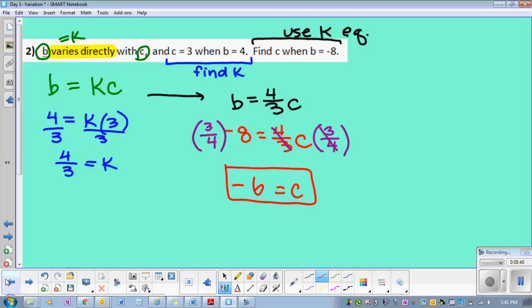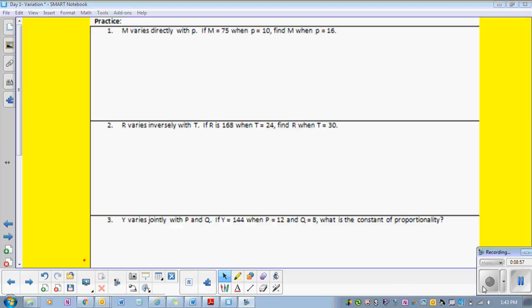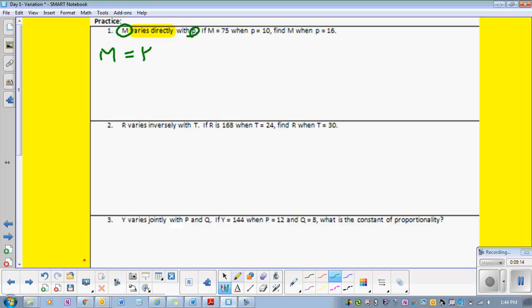So I want you guys to go to the back of your notes. We have some practice problems there. What I would like for you guys to do is try number 1. So on the back with your practice problem, you need to do the first step. Write the equation. M varies directly with P. So the next part is what helps you to find K.